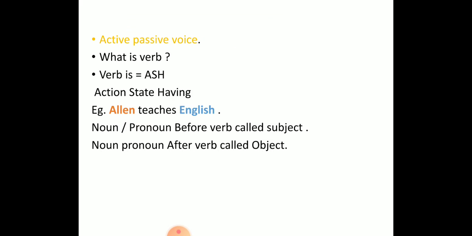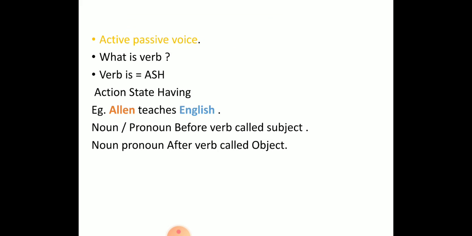Today we'll learn a very important topic of grammar, and that is active passive voice. Before going to start, we need to understand about verb. To define verb, I have taken 3-letter words to understand properly. Ash. Yes, what is verb? Verb is nothing but an ash only. Action state having. To understand, see the example given on your screen.